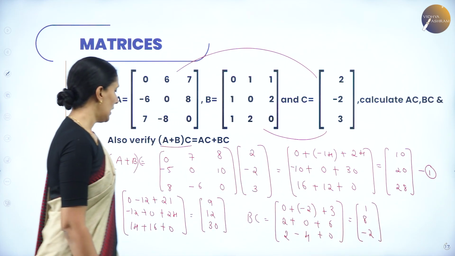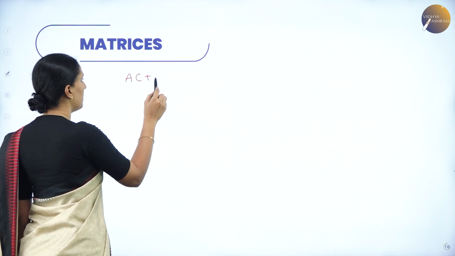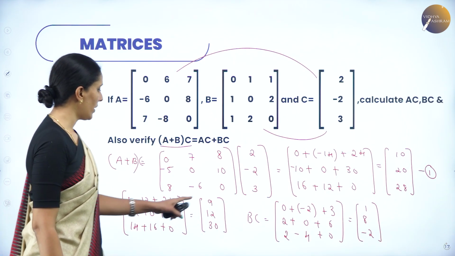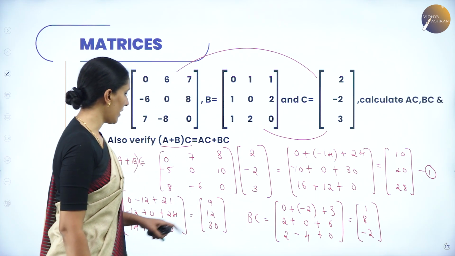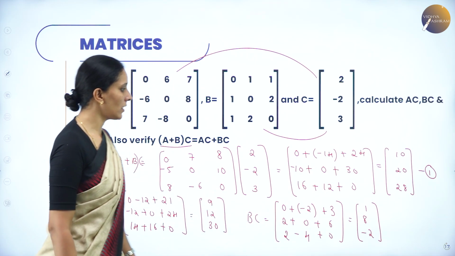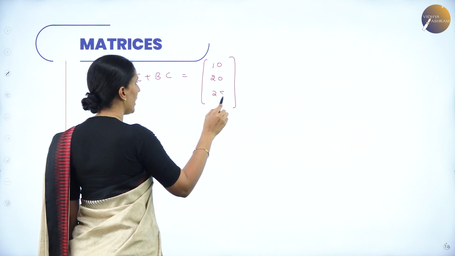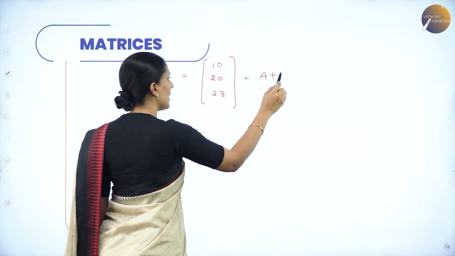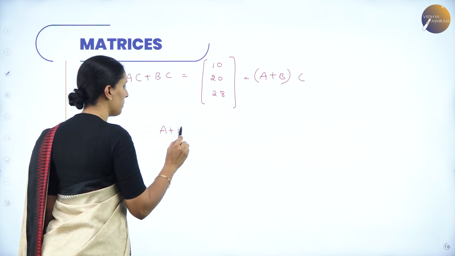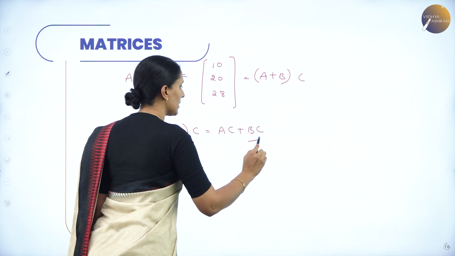So, now let's take AC plus BC. When I take AC plus BC, let's add the given matrices. So 9 plus 1 results to 10. 12 plus 8 results to 20. 30 minus 2 results to 28. So we have 10, 20, 28, which is same as A plus B into C. So therefore, we have concluded A plus B into C is equal to AC plus BC.